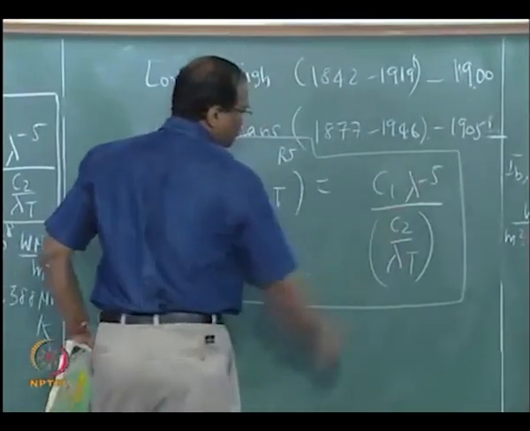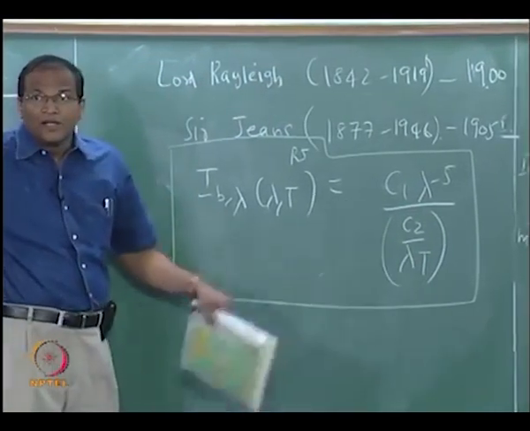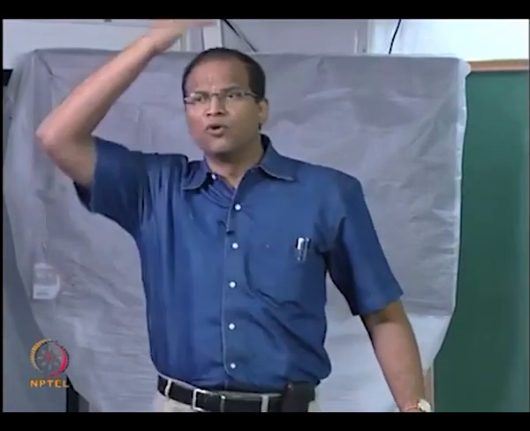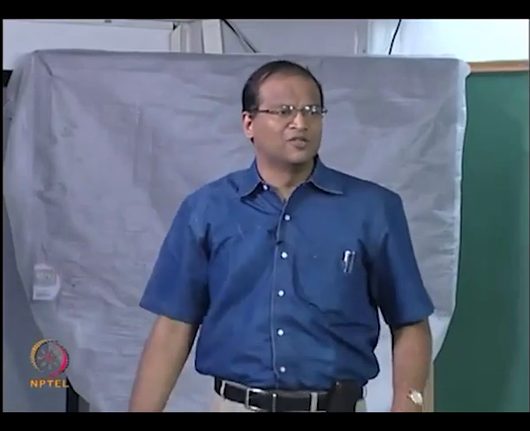So this goes as lambda to the power of minus 4. At shorter and shorter wavelengths, what happens to I_b lambda? It goes to infinity, but that was not observed by anybody. So that means I can have very small wavelengths and produce terrific I_b lambda, which is far from the truth. And Lord Rayleigh and Sir Jeans were highly respected scientists in those times.